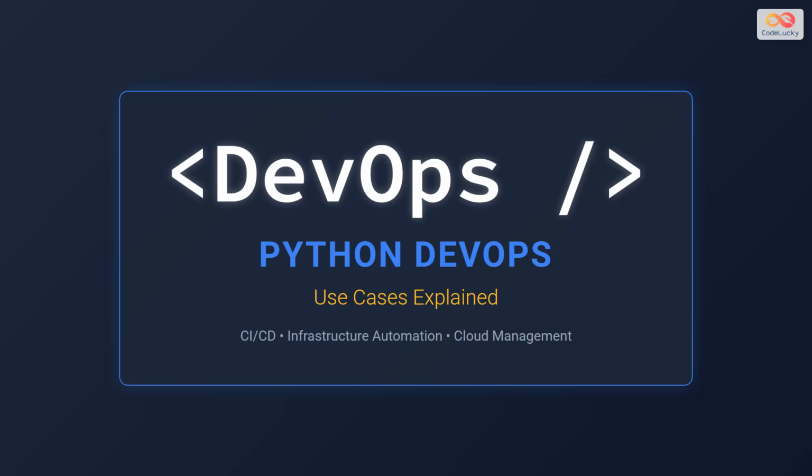Welcome to this comprehensive guide on Python DevOps use cases. In the modern tech landscape, Python has evolved from just a scripting language to a cornerstone of DevOps and infrastructure automation. We are going to explore how it powers CI/CD pipelines, manages cloud infrastructure, and simplifies automation.